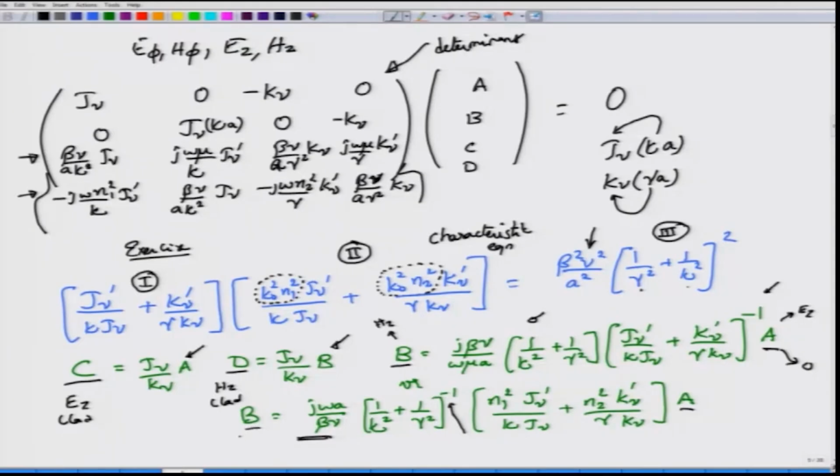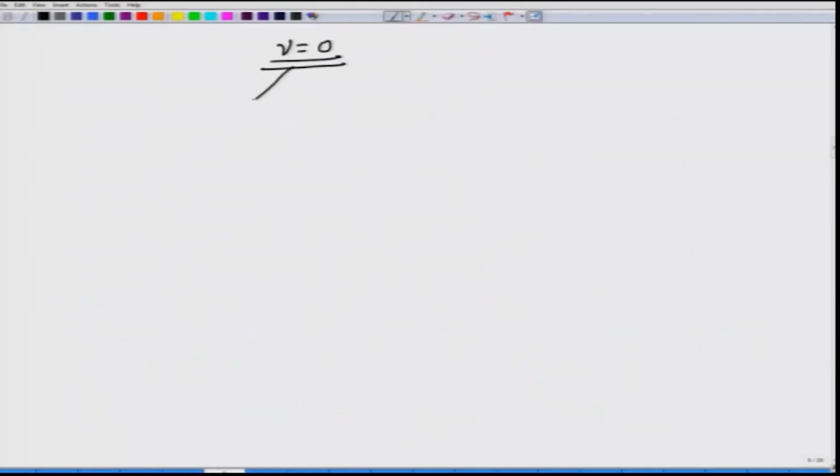So, when nu equal to 0, as I told you, one term, that is term 1, can be 0 or term 2 can be 0. If term 1 is 0, then it also necessarily means that A equal to 0, but A equal to 0 also means C equal to 0, but we remember that A and C are the amplitudes of Ez.